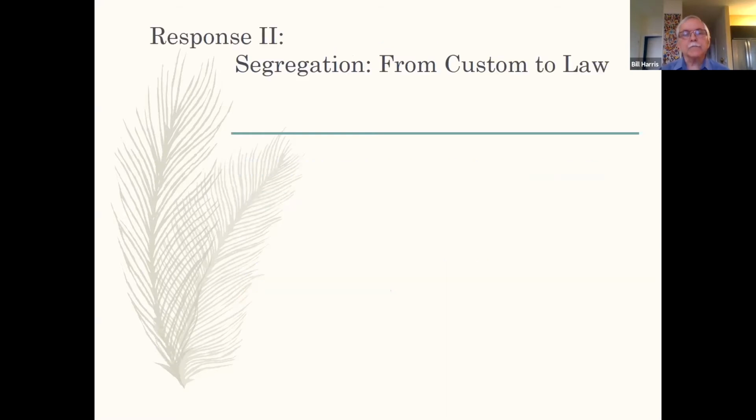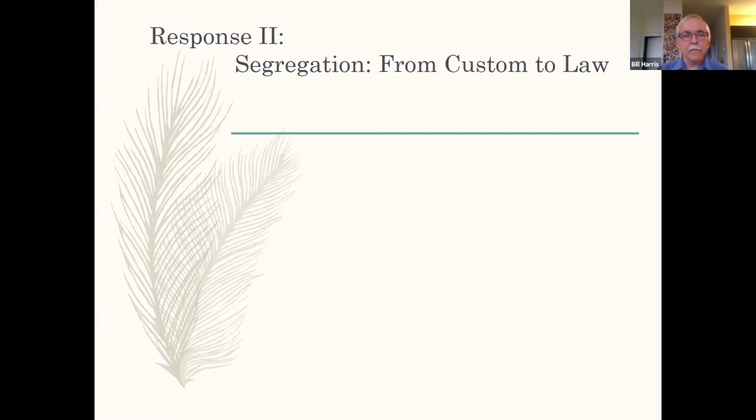The next slide, please. The second response, so the first response was disfranchisement, eliminate political power insofar as we can. The next response was segregation. Not segregation just by custom, but by law, because throughout the United States, even in the North, segregation by custom was very common. Most restaurants and hotels in the North, for example, would not allow blacks to buy their food or stay in their hotels.